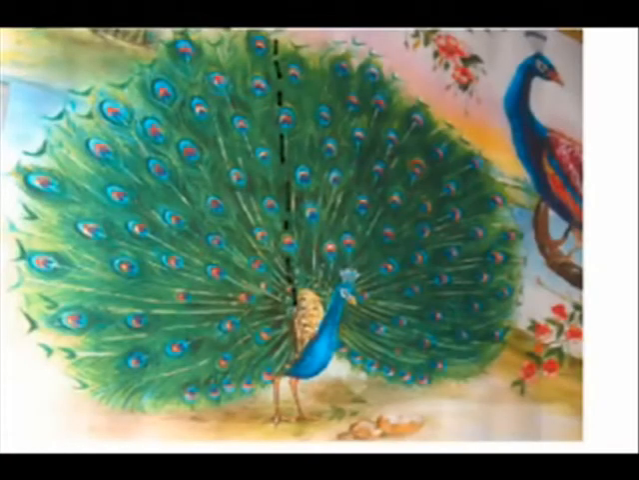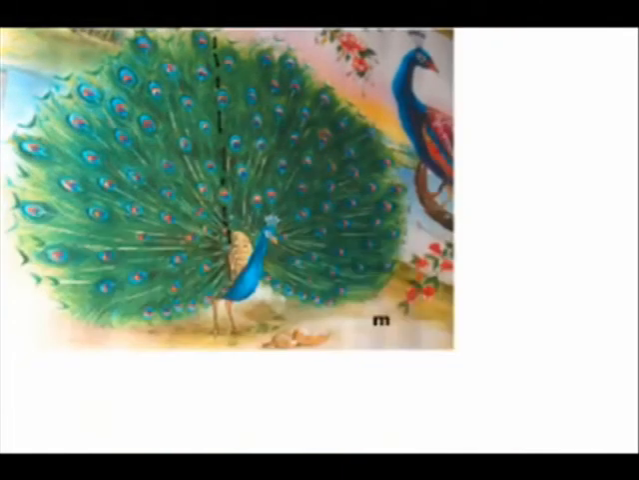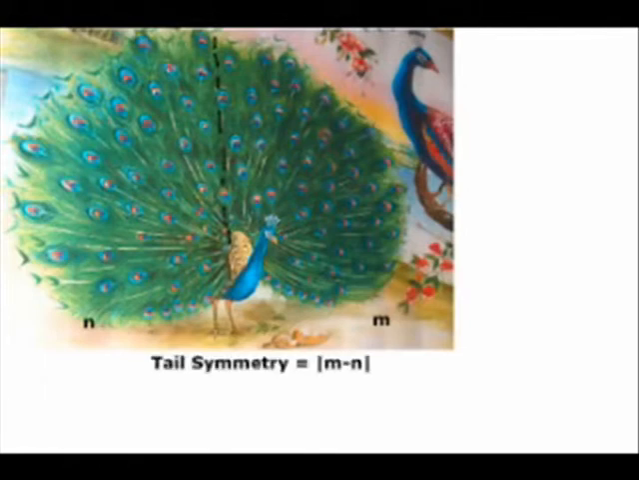So Manning and Hartley, in their calculations, made a vertical line through the middle of the peacock train, ignored the number of ocelli on the line, counted the number on one side of the line, called it M, and on the other side, called that number N, and then defined the absolute value of the difference as train symmetry.